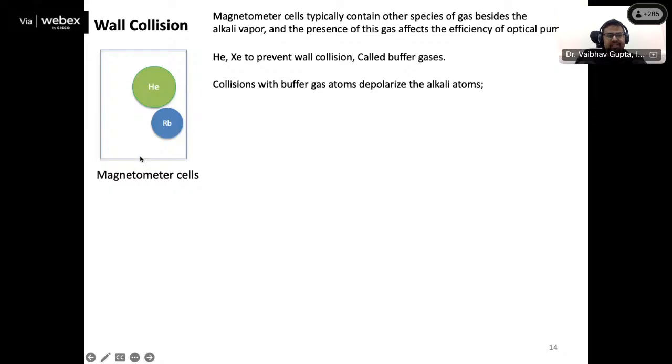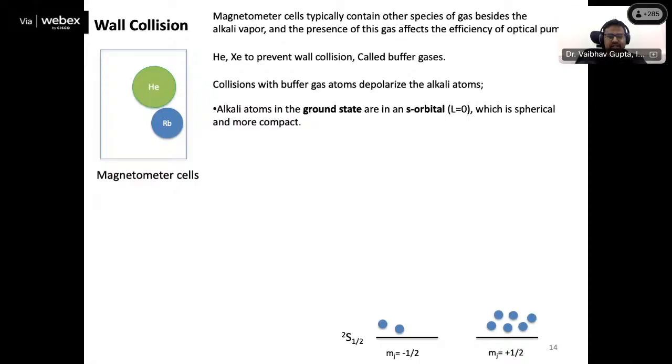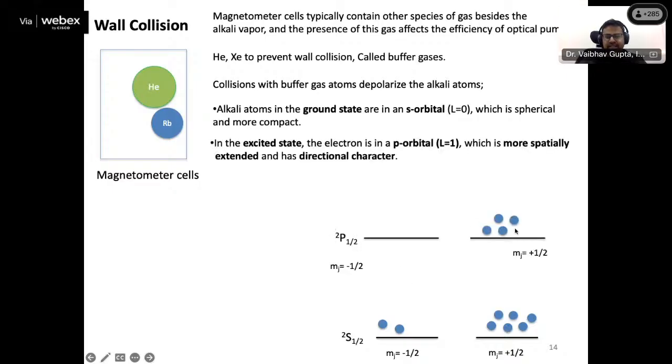But this buffer gas is necessary to stop a lot of collision with the wall. So you will slowly understand my point. You remember that some of the atoms were present here, and most of them were in this plus half state. This is the ground state. And in the excited state, some went there because of this circularly polarized light, right?